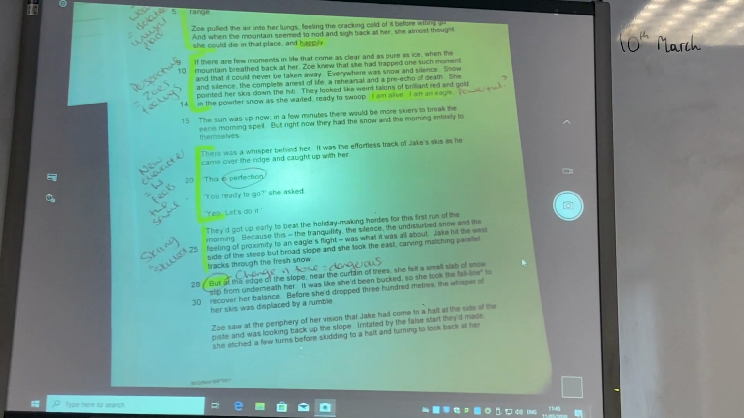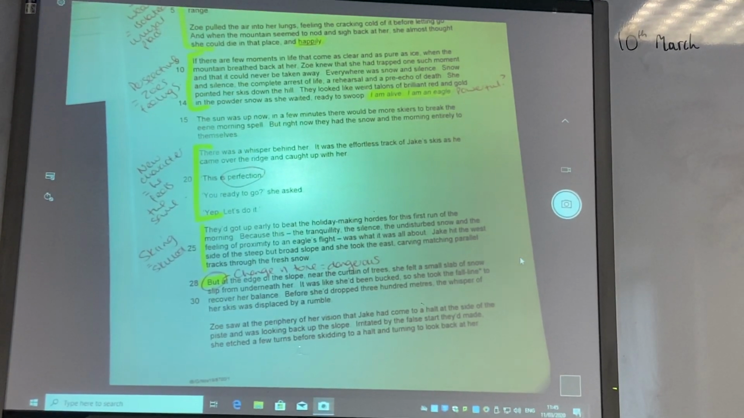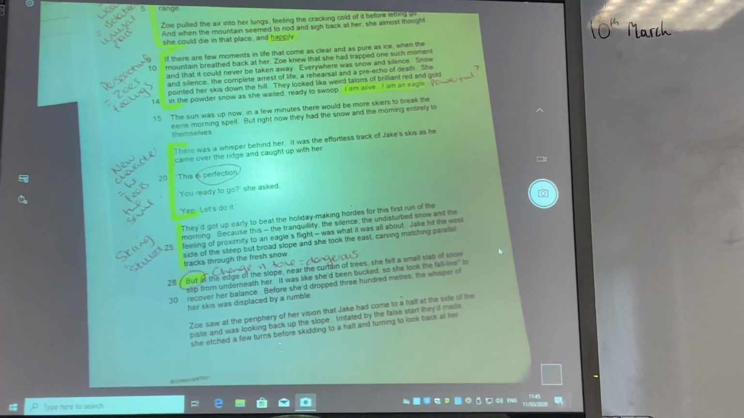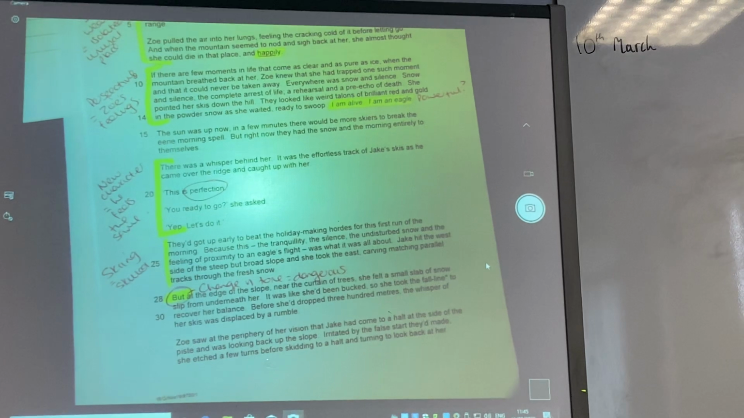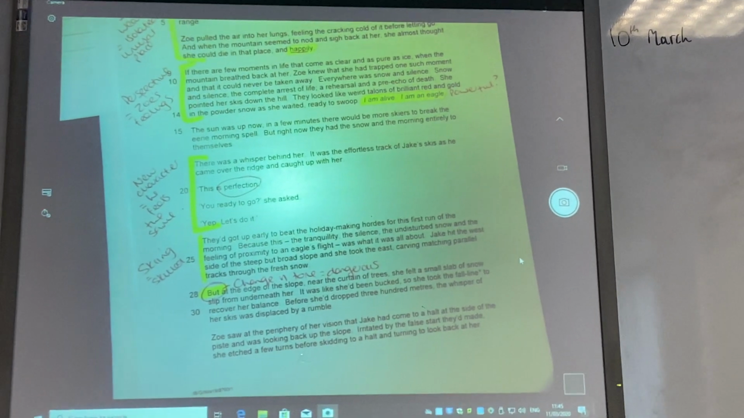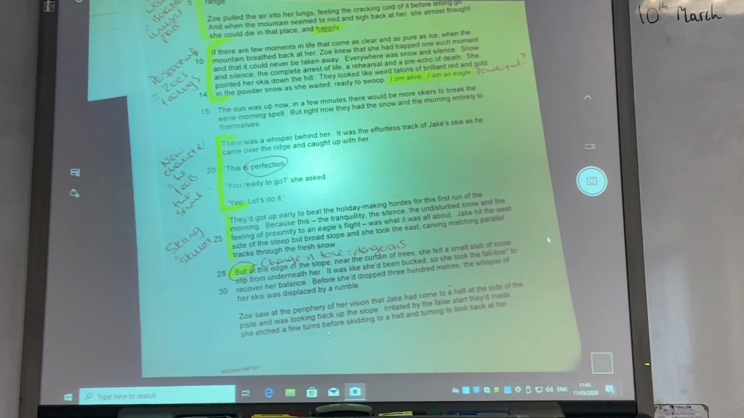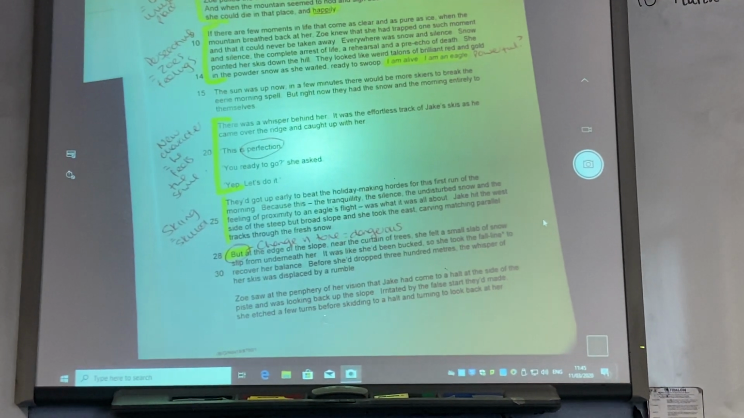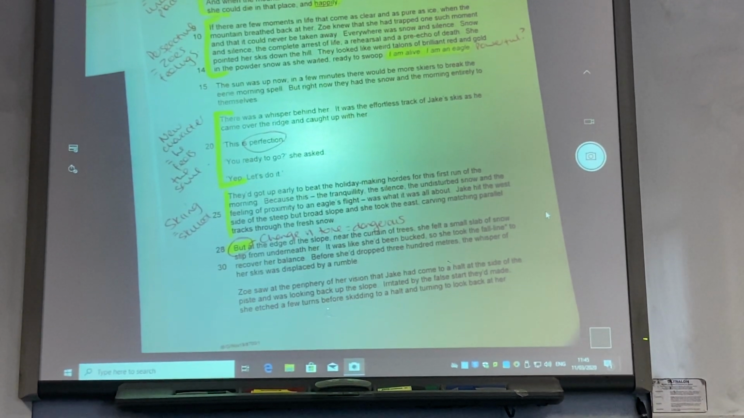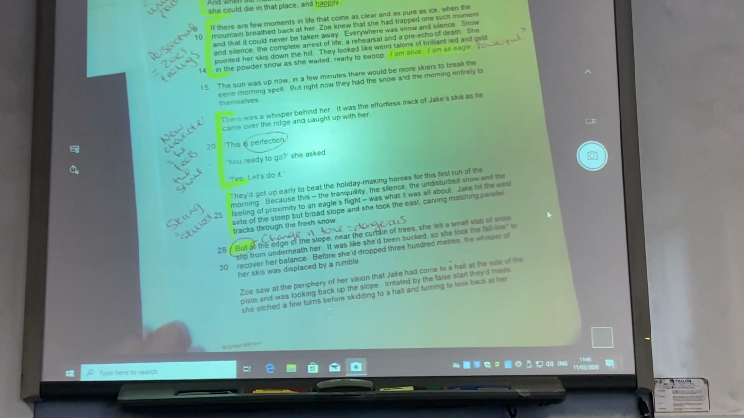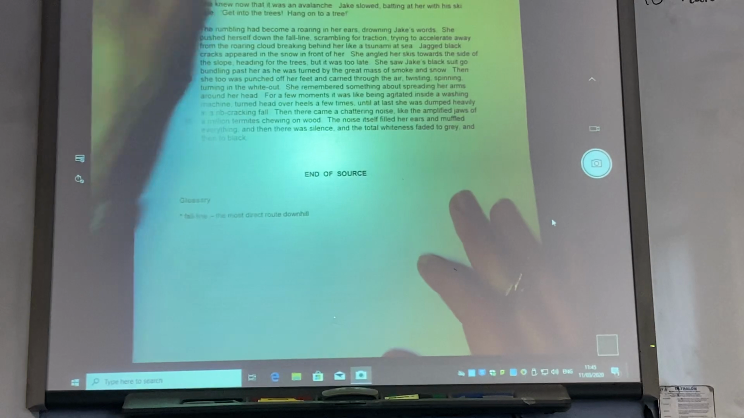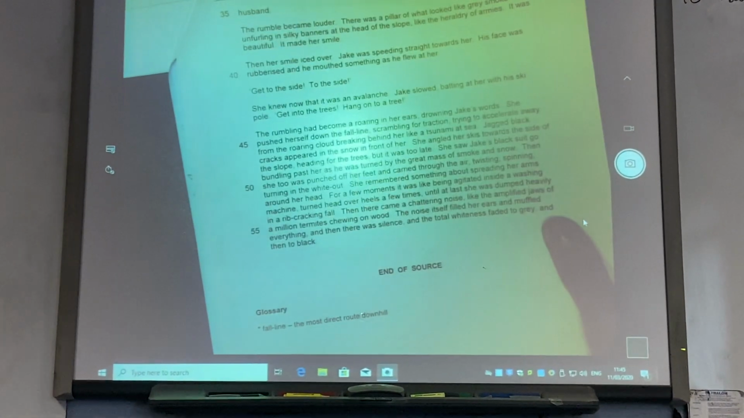It was like she'd been hooked, so she took the fall line to recover her balance. Before she dropped 300 metres, the whisper of her skis was displaced by a rumble. Zoe saw at the periphery of her vision that Jake had come to a halt at the side of the piste and was looking back up the slope. Irritated by the false start they had made, she etched a few turns before skidding to a halt and turning to look back at her husband.